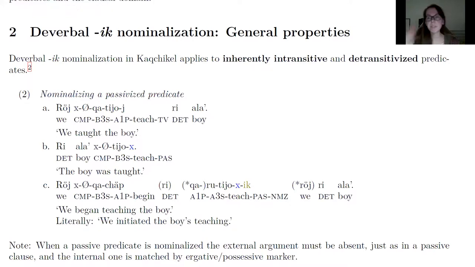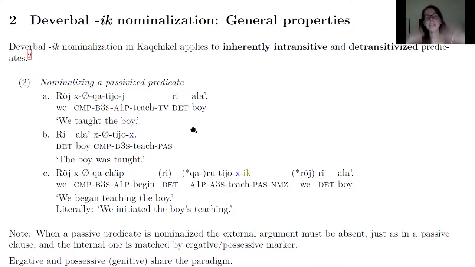And so ergative and possessive are glossed as set A markers. So A stands for ergative and possessive. And absolutive is glossed as set B. So B stands for absolutive in glosses. Okay, so we have this transitive predicate, tichoch, to teach. It has an internal argument, the boy in the first example, and it has an external argument, we. We is the subject, boy is the object, all is fine.